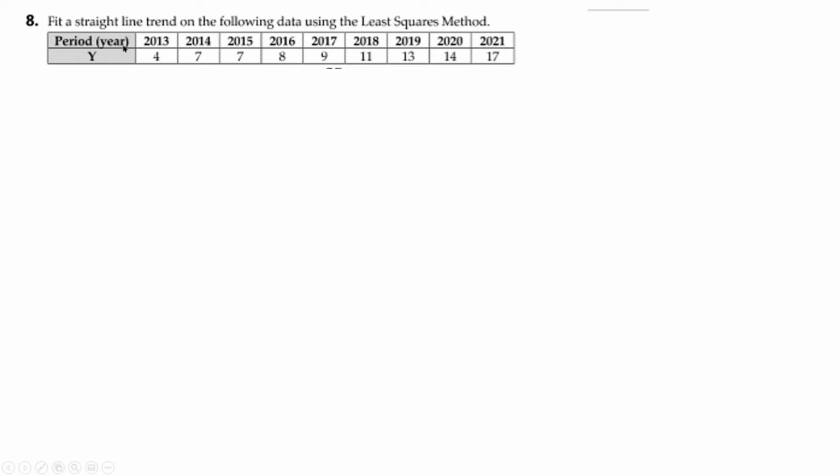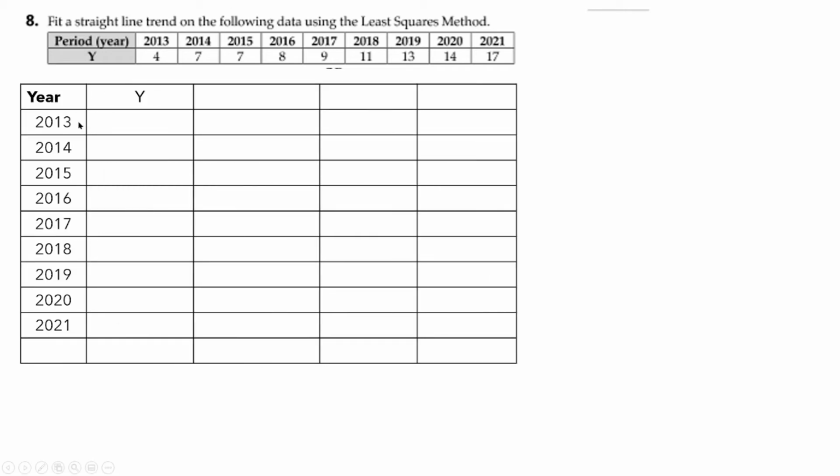Fit a straight line trend on the following data using least squares method. So for various periods, the y value is given. We need to fit a straight line trend for this data using the method of least squares. So first let us draw a table like this. We have for various years 2013, 14, 15, etc. Let us write the y values. It is given as 4, 7, 7, 8, 9, 11, 13, 14 and 17.